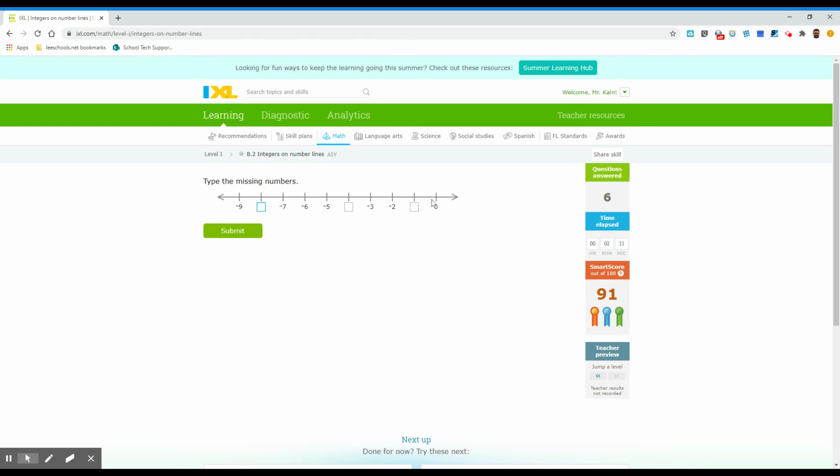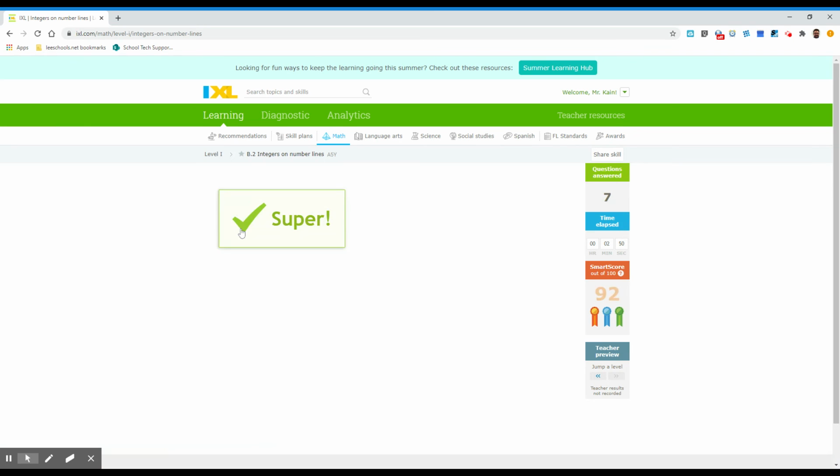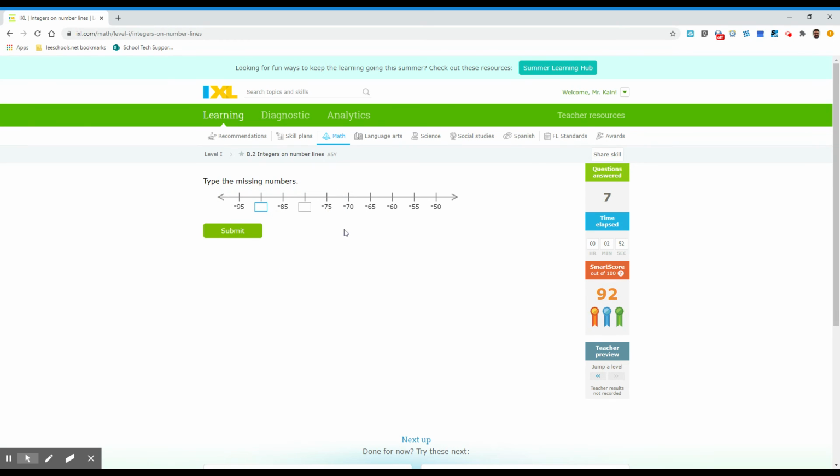All right, so what are we skip counting by? It looks like 1, right? Because -5, -6, -7, -8. Okay, so 0 would be -1, -2, -3, -4. Right, there we go. All right, let's just do a couple more here.